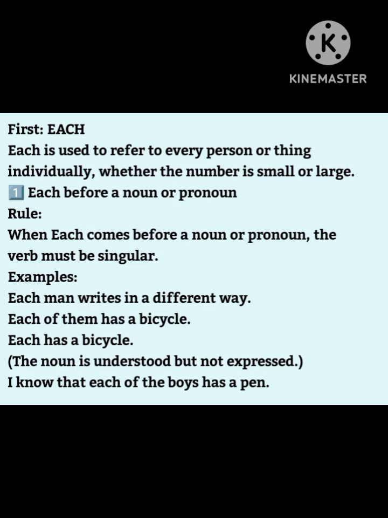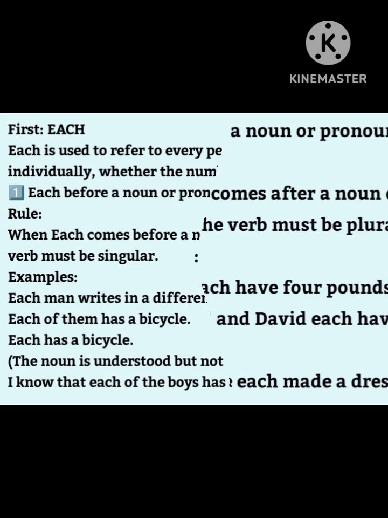1. Each before a noun or pronoun. Rule: when each comes before a noun or pronoun, the verb must be singular. Examples: each man writes in a different way. Each of them has a bicycle. Each has a bicycle. The noun is understood but not expressed. I know that each of the boys has a pen.